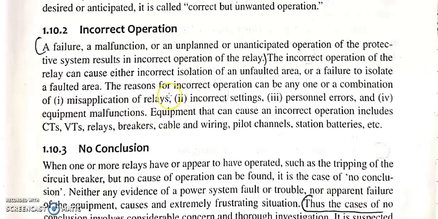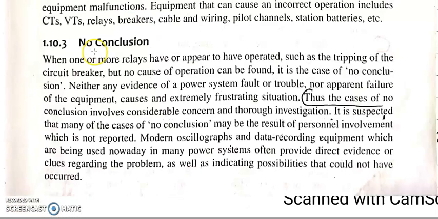Okay, so such things have to be avoided so that we get all correct operation in the system. These are four things: misapplications, incorrect settings, personal errors, as well as equipment malfunctions, which may cause failure in the power system and which may lead to incorrect operation of the relays. Okay. Third one is no conclusion.